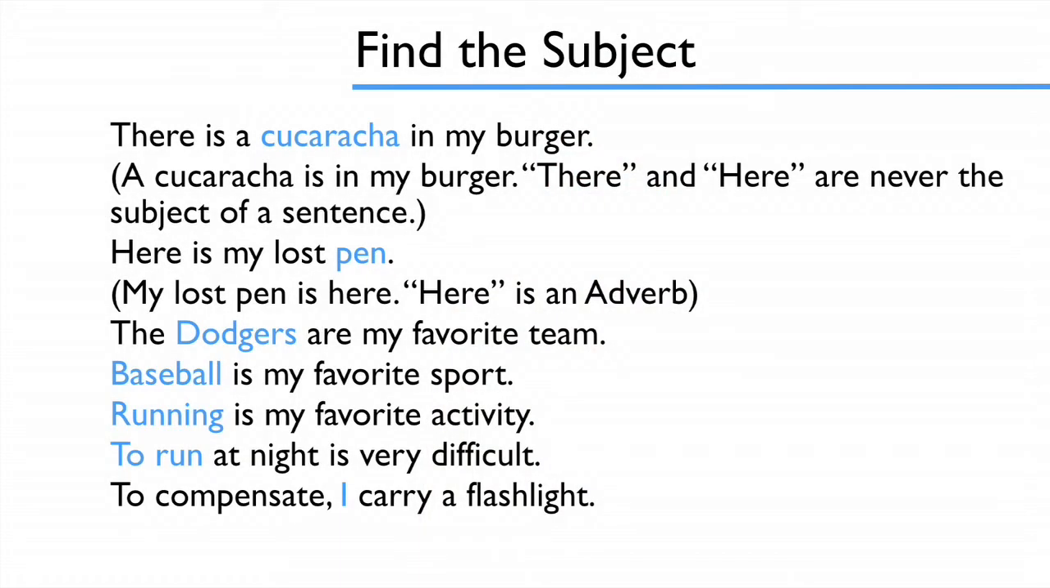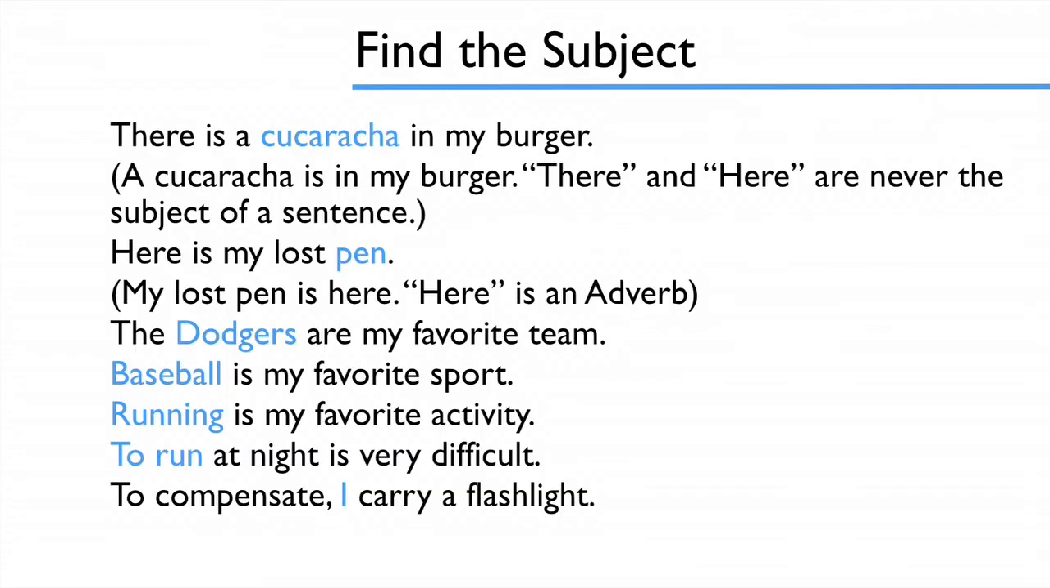There is a cucaracha in my burger. Cucaracha is Spanish for a cockroach. There is the word at the front of the sentence, and it's very tempting to say that there is the subject, but it's not. Cucaracha, the cockroach, is the thing that's in the burger. There and here are not subjects. They're not even nouns. They're actually adverbs because they tell where the verb takes place. So cucaracha is the subject.